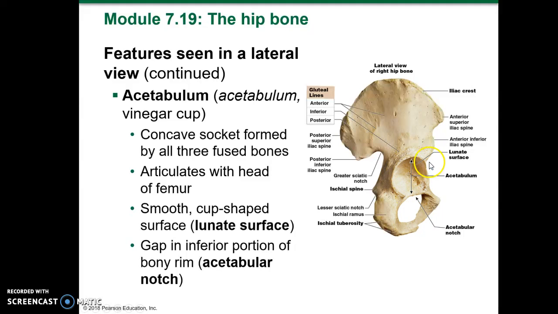The acetabulum is a concave socket. This is where your femur articulates, and the smooth area inside of it is the lunate surface. The gap in the inferior portion of the bony rim is called the acetabular notch.